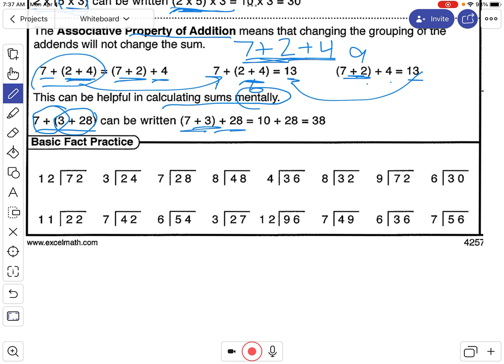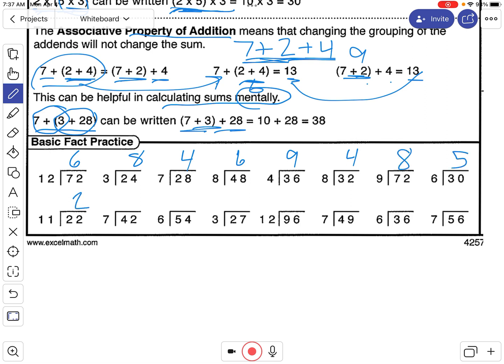So you should have already done this. 12 times 6 is 72. 3 times 8 is 24. 7 times 4 is 28. 8 times 6 is 48. 4 times 9 is 36. 8 times 4 is 32. 9 times 8 is 72. 6 times 5 is 30.